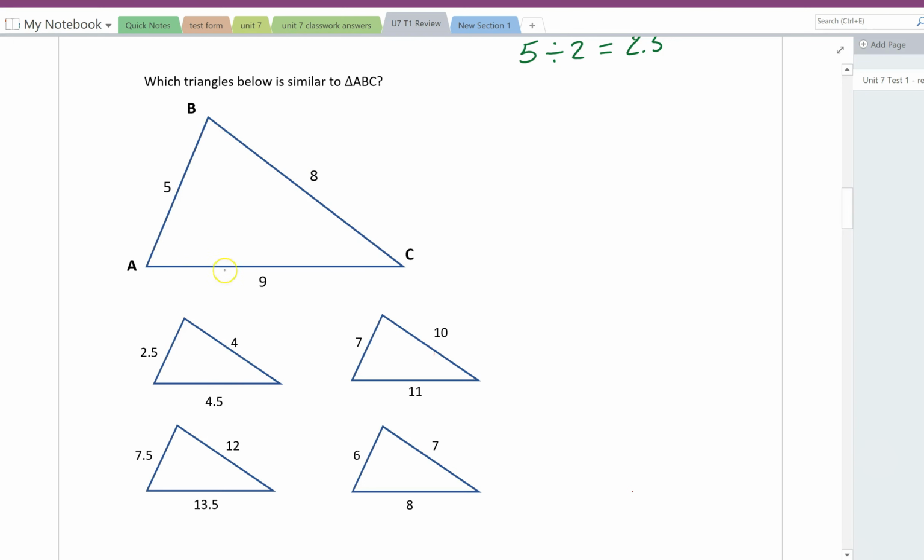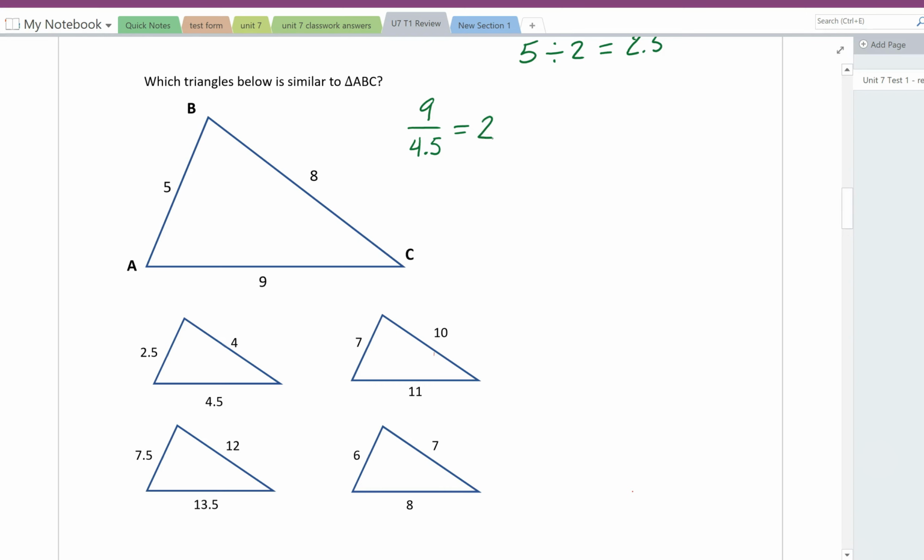So I'm going to start up here. The longest side on AC is 9. So I'm always going to start there. And I'm going to start with this small triangle in the upper left. The side that corresponds with AC down here is going to be this one that's 4.5. 9 divided by 4.5 is 2.